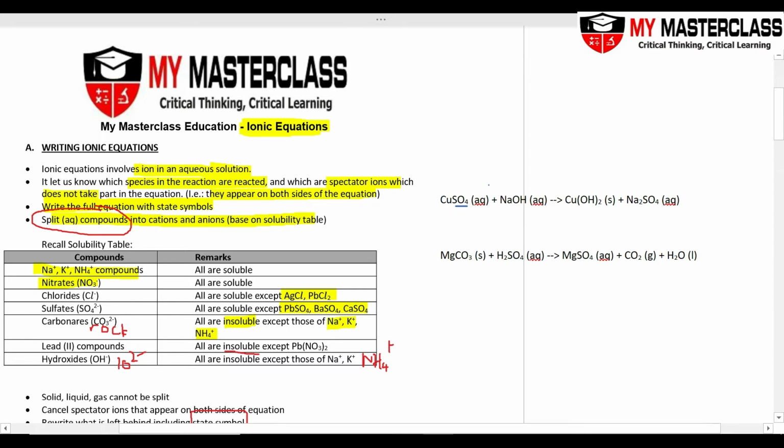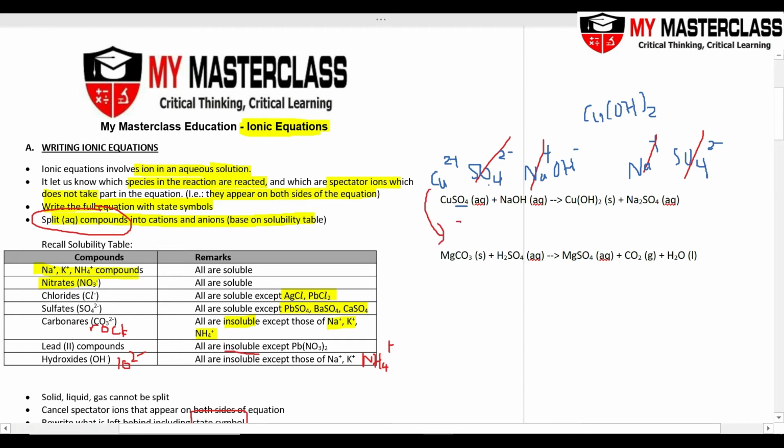After you do this, split it into the ions. So Cu2+, SO4 2-, Na+, OH-, Cu(OH)2, this is solid, cannot split, leave it. Na+, SO4 2-. Then cancel your spectator ions, ions that appear on both sides. I have SO4 2- and I have Na+. And then rewrite your equation. Your equation will be whatever is left behind.